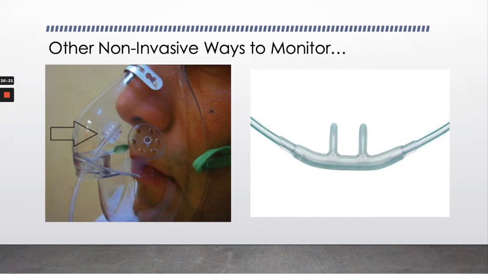So we can ensure that we are monitoring, because it's a standard, so we have to make sure that we're doing it.